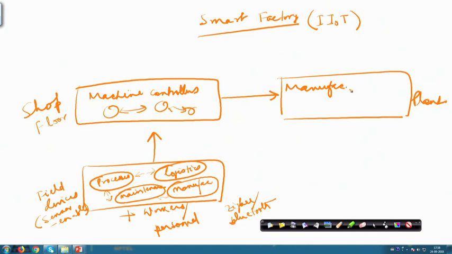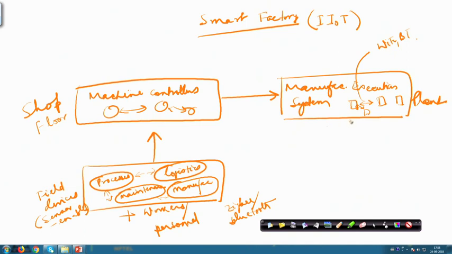The manufacturing plant will have the manufacturing execution system, right? Manufacturing execution system, which will again have different components like control rooms, sub control rooms, and so on, which will also have to be connected through these different communication mechanisms like maybe Wi-Fi, Bluetooth, etcetera.